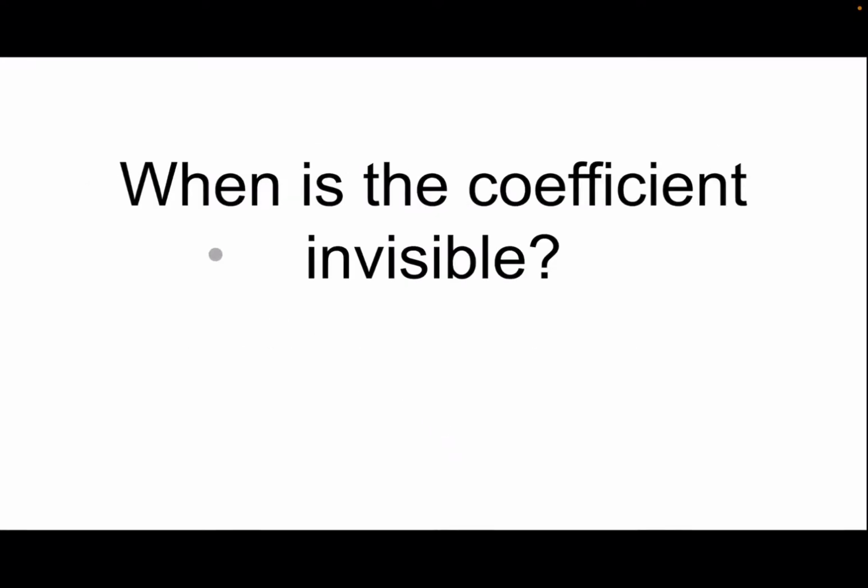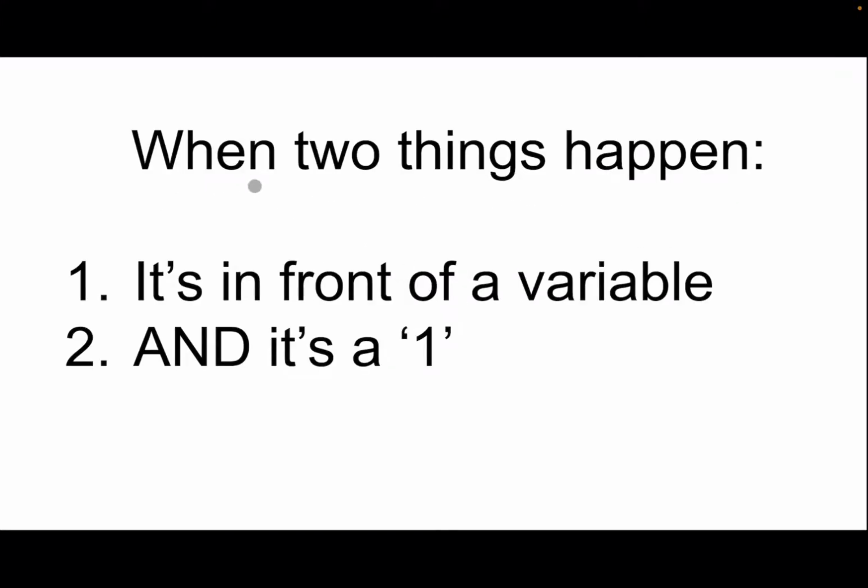Next, when is the coefficient invisible? Okay, remember coefficient has a variable in it. So when is the coefficient invisible? When two things happen. When it's in front of the variable, which is what makes it a coefficient, and when it's 1. So when a coefficient is 1, then it's invisible.